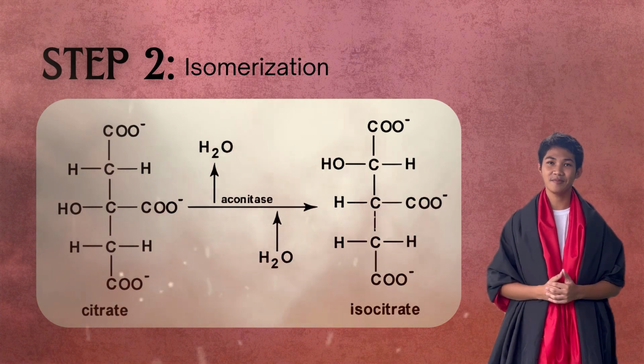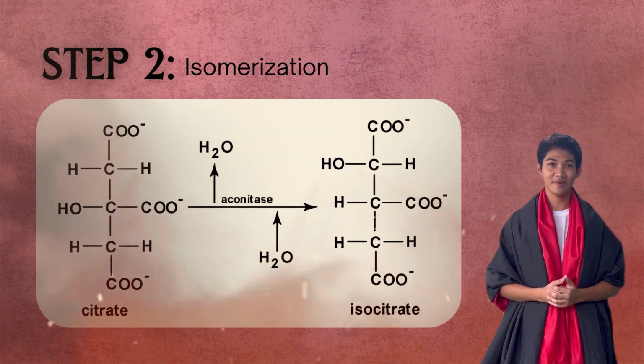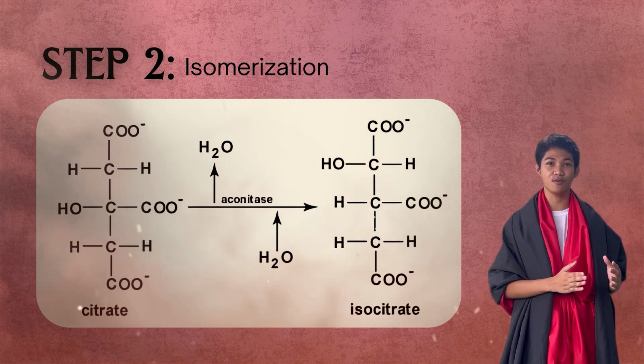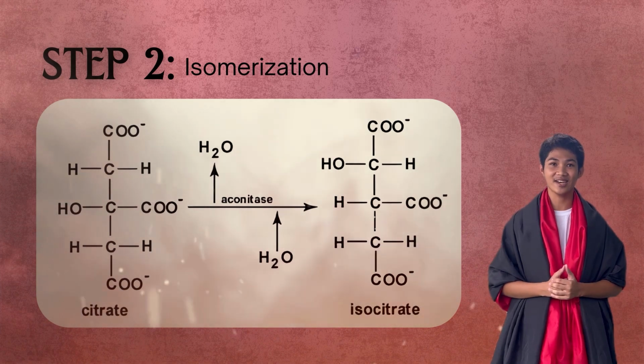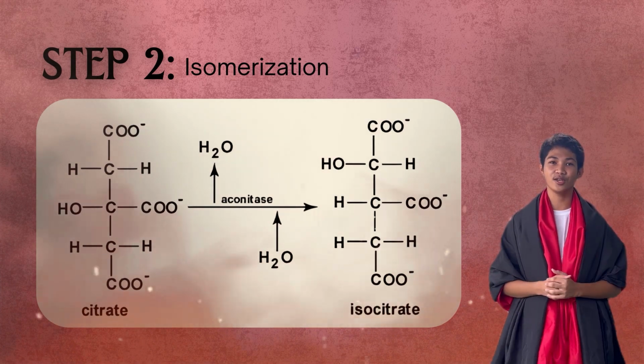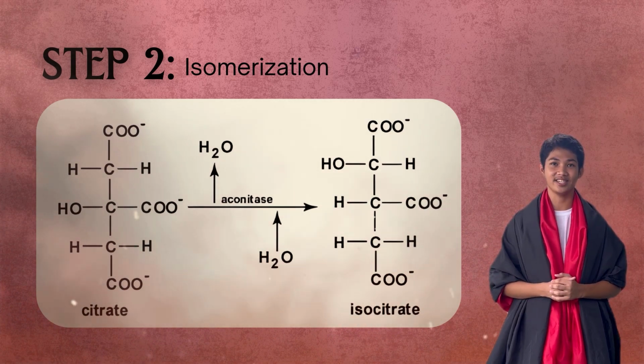Next is isomerization. With the help of the enzyme aconitase, a water molecule is removed from citrate, resulting in cis-aconitate. Another water molecule is then added to form isocitrate.